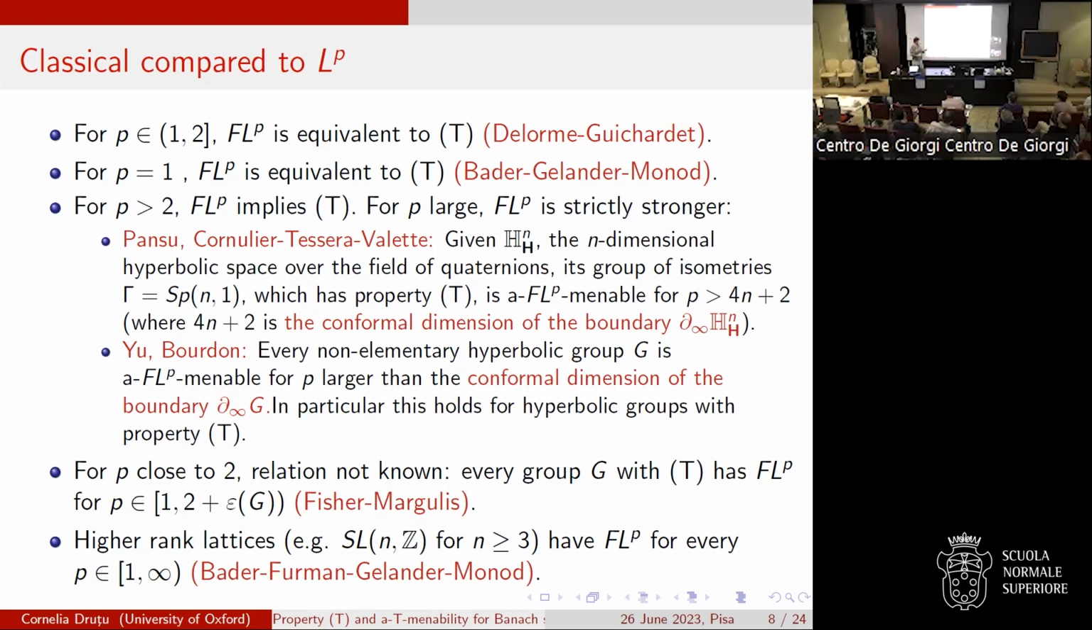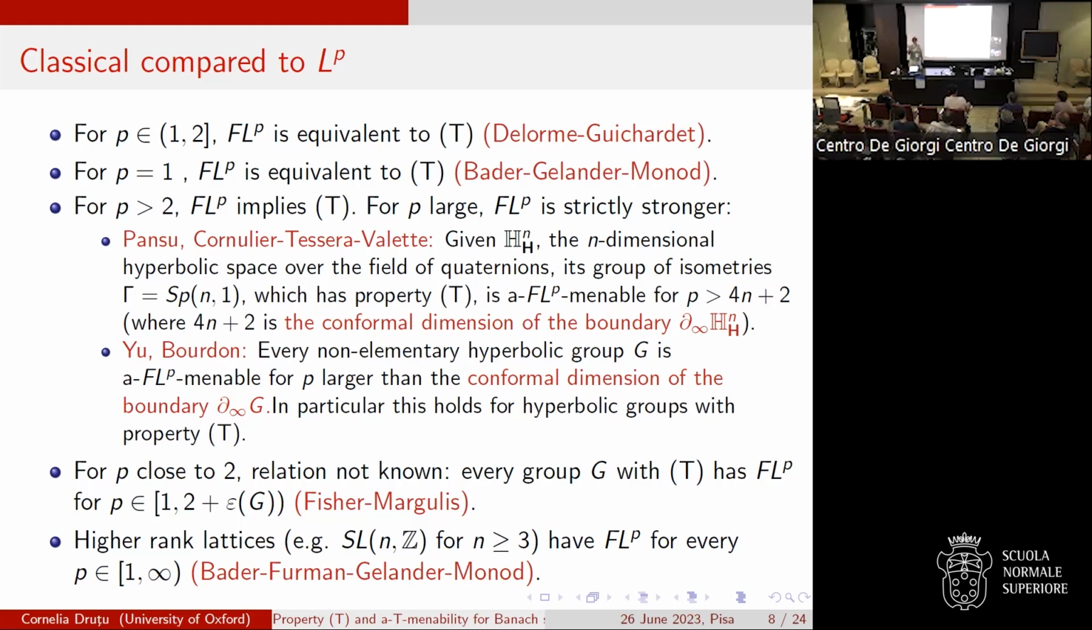So any kind of strengthening of property T, higher rank lattices will always have it. And this is due to Bader, Furman, Gelander, and Monod. So this is one version. And actually, I should also mention that instead of L^p spaces, one can consider uniformly convex Banach spaces, or some subclass called uniformly curved, but I'll mention that later.